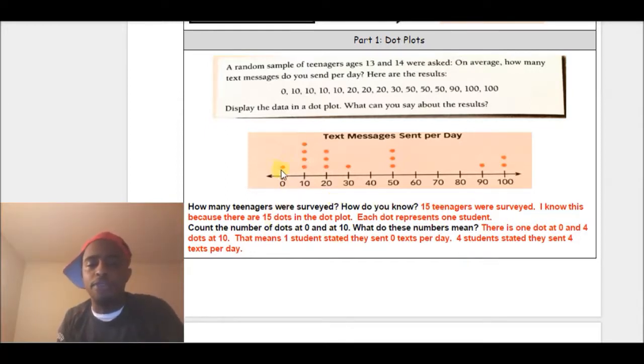All right, so how many teenagers were surveyed, and how do you know? Well, if we count the number of dots, we will see that there were 15 dots, which means 15 teenagers were surveyed. I know this because there are 15 dots in the dot plot. Each dot represents 1 student. All right, we just talked about that, so get that down.